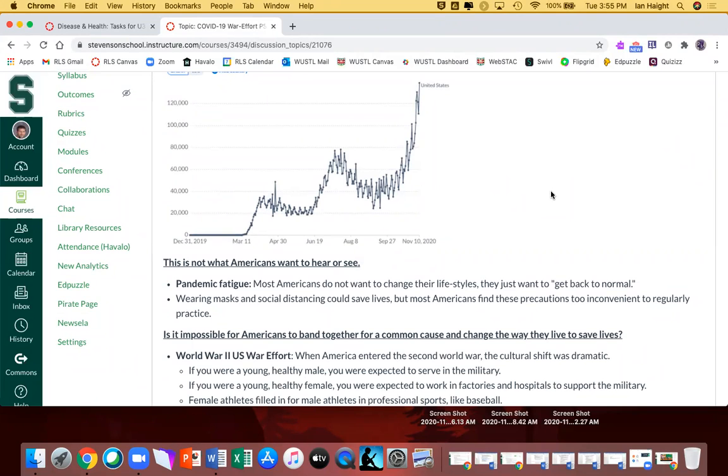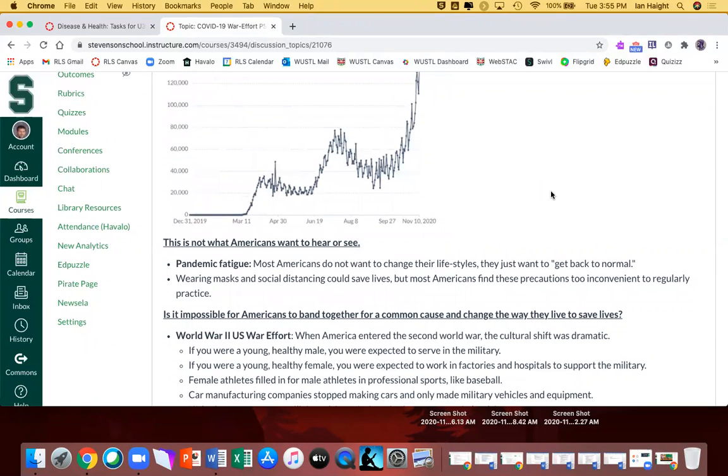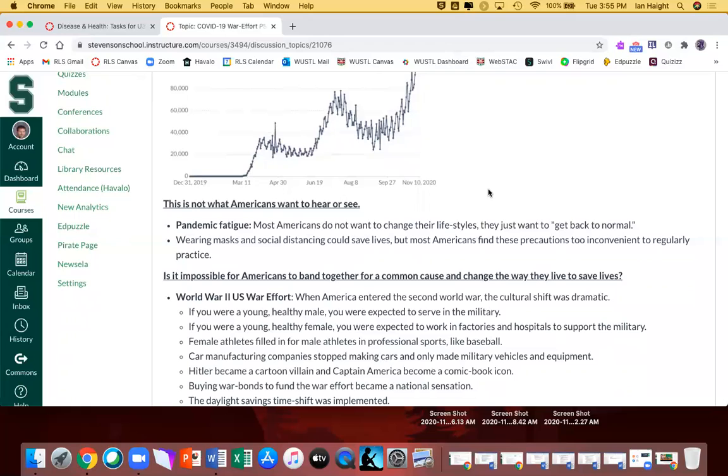And yeah, we are deep in what's called pandemic fatigue. Most Americans don't want to change their lifestyles. We want to go back. We want to get back to normal, right? We want schools to open. We want sports to resume. Wearing masks and social distancing could save lives. Most Americans find these precautions a little too inconvenient. And so I find myself thinking, is it impossible for Americans to band together for a common cause and change the way we live in order to save lives and adjust to things?